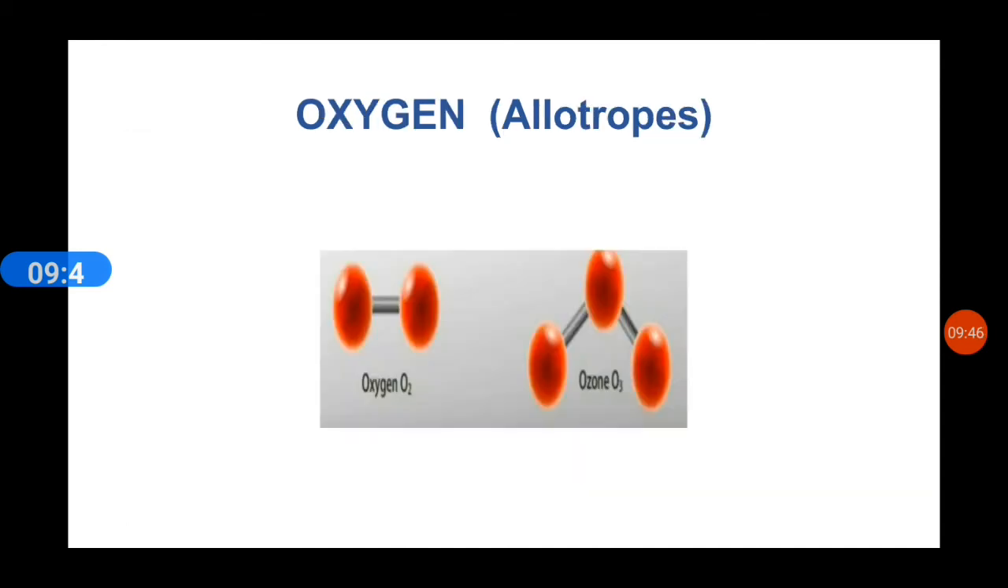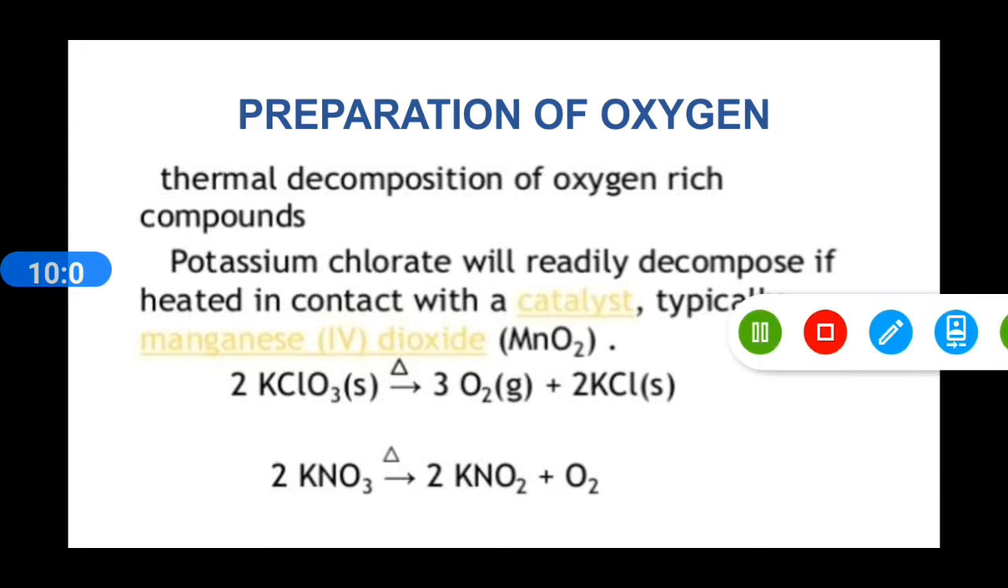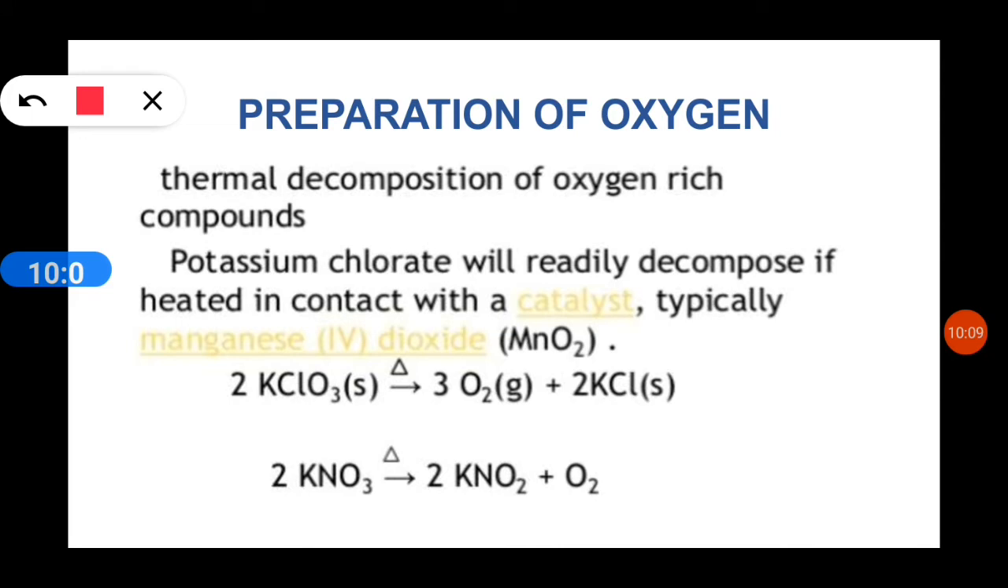Then coming to oxygen, the first element of the group, it exists in two allotropic forms, the diatomic oxygen molecule and ozone, its triatomic form. Oxygen is prepared by thermal decomposition of oxygen-rich compounds using MnO2 as catalyst. Here the reaction is shown. KClO3 on heating forms O2 and KCl in presence of MnO2. Similar is the case for KNO3.